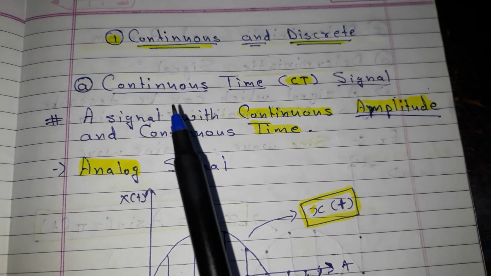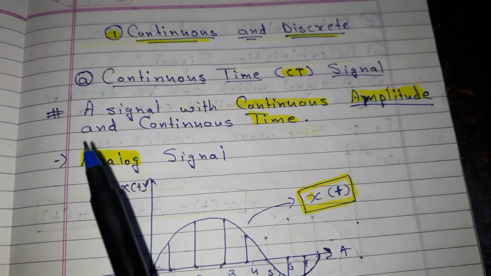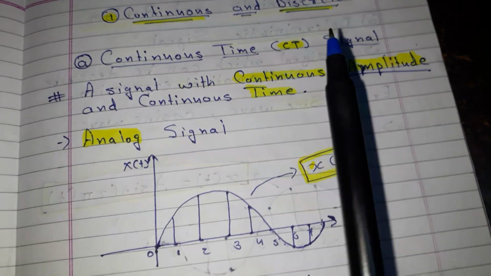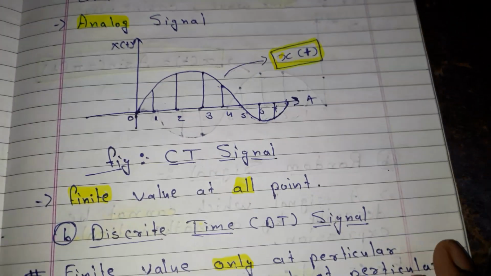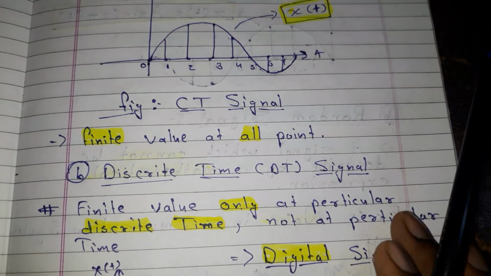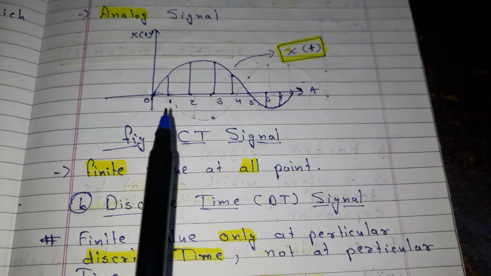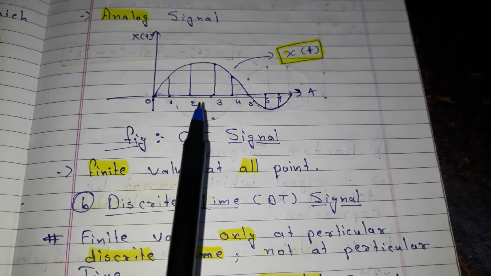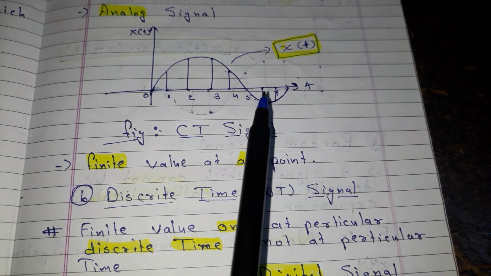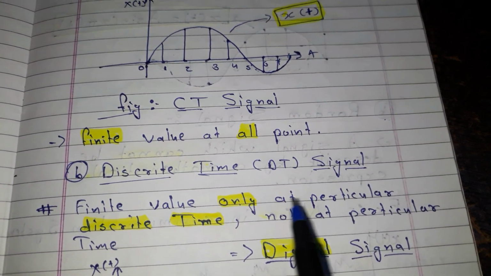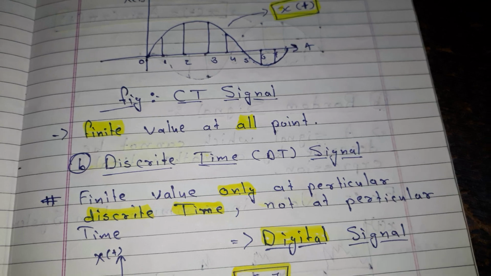In other words, we can say the continuous signal is an analog signal. Here we have a finite value at all points. At any point we get a finite value. Okay, our next topic is discrete time signal.